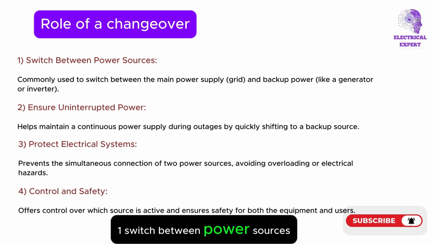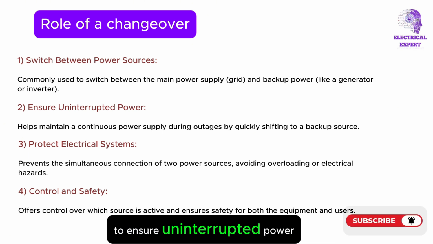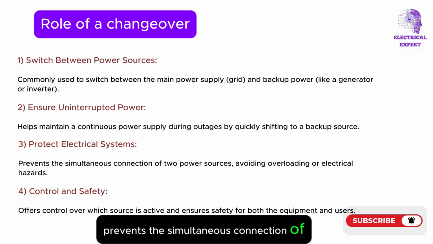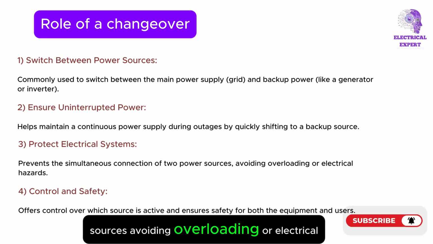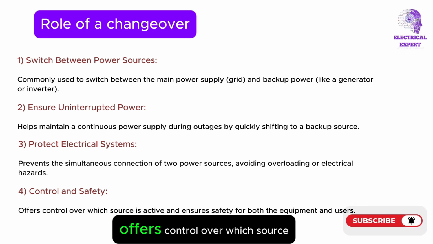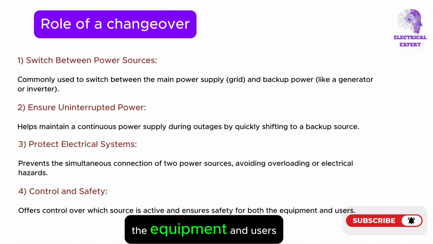1. Switch between power sources: commonly used to switch between the main power supply grid and backup power like a generator or inverter. 2. Ensure uninterrupted power: helps maintain a continuous power supply during outages by quickly shifting to a backup source. 3. Protect electrical systems: prevents the simultaneous connection of two power sources, avoiding overloading or electrical hazards. 4. Control and safety: offers control over which source is active and ensures safety for both the equipment and users.